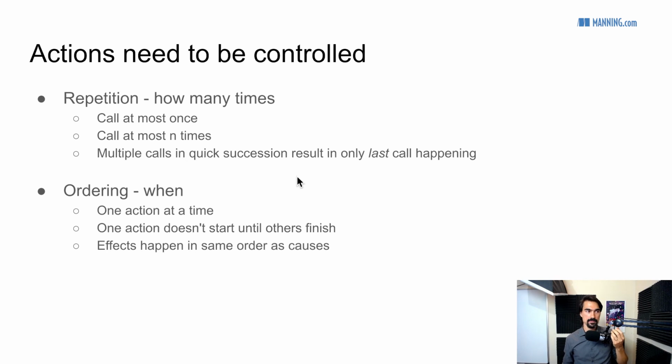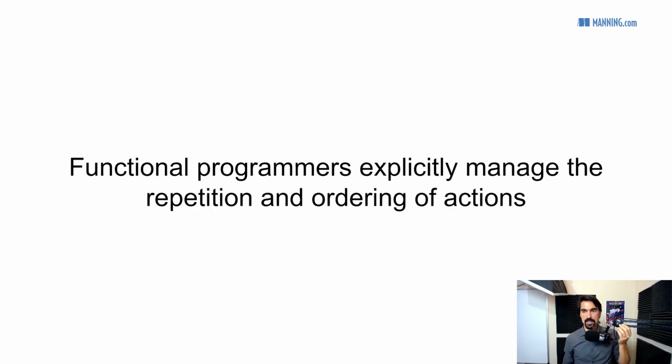So that's another thing. Just to summarize that, because that's kind of a mouthful, functional programmers explicitly manage the repetition and ordering of actions. This is one of those things I was talking about where functional programmers pay more attention to actions, that they know that the ordering and the repetition is really significant, so they are going to spend more time managing what is the actual thing that I need to happen.